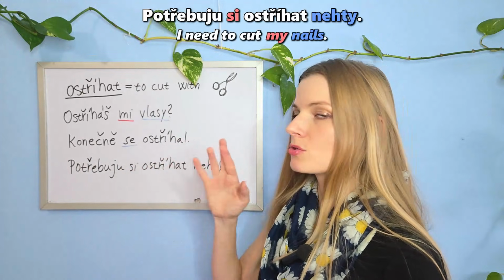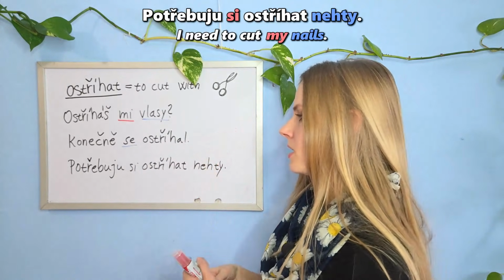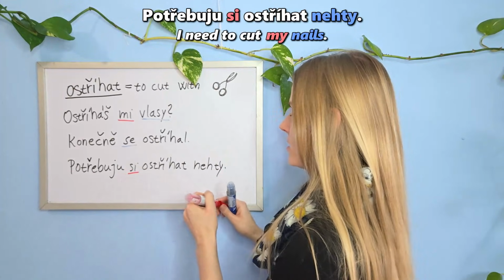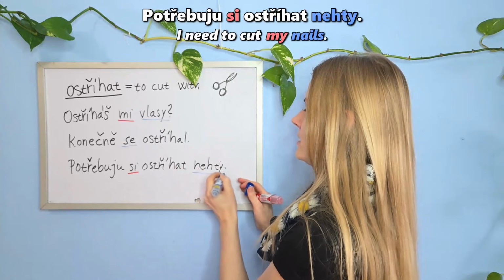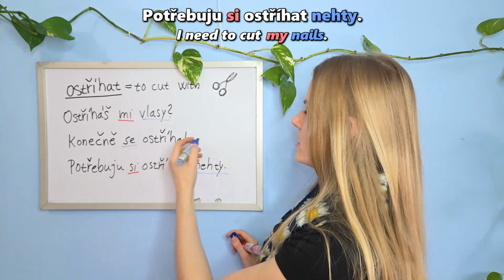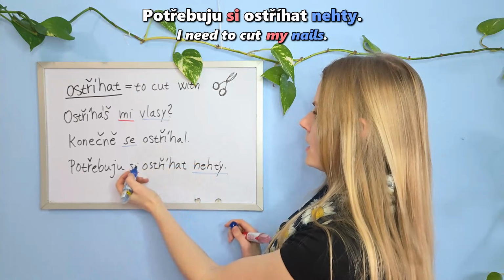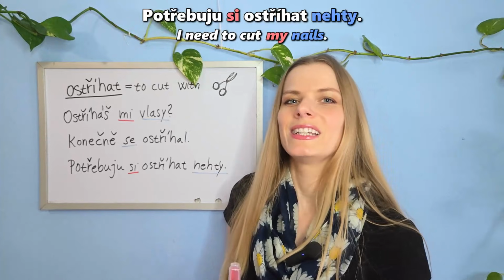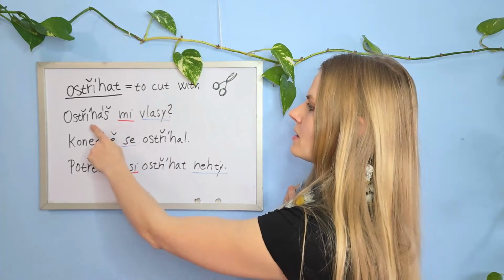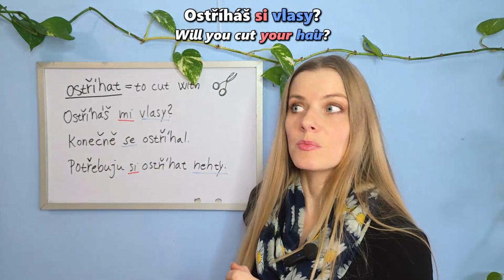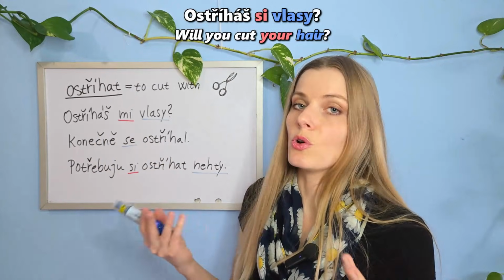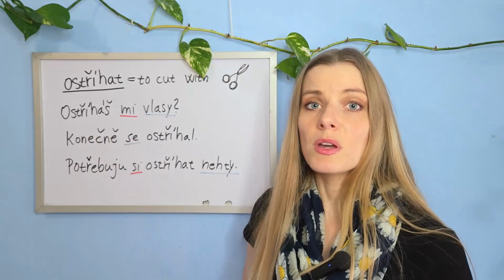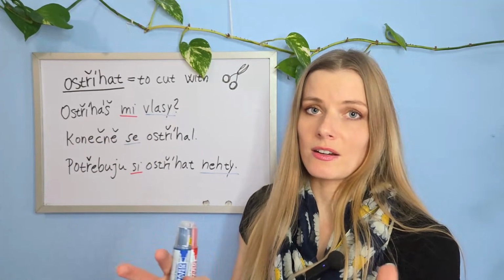Potřebuju si ostříhat nehty. Nehty. I need to cut my nails. Potřebuju si ostříhat nehty. I need to cut my, si. Remember, it is instead of saying my own nails. What happens if I say ostříháš si vlasy? That would be, will you cut your hair, your own hair? So be careful with mi and si in this case. You want to make sure that the right person gets the haircut.